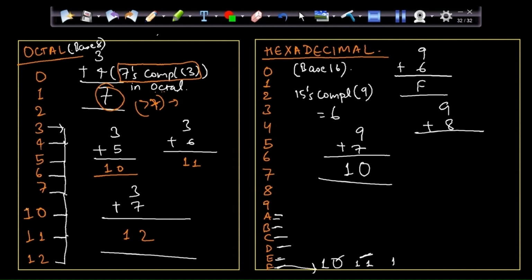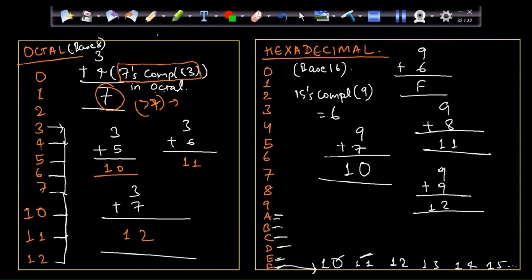What is the successive number to 11? It is 12, then 13, then 14, 15, and so on. So this is how it will be. So 9 plus 7 is 10, then 9 plus 8 will be 11, and 9 plus 9 will be 12.